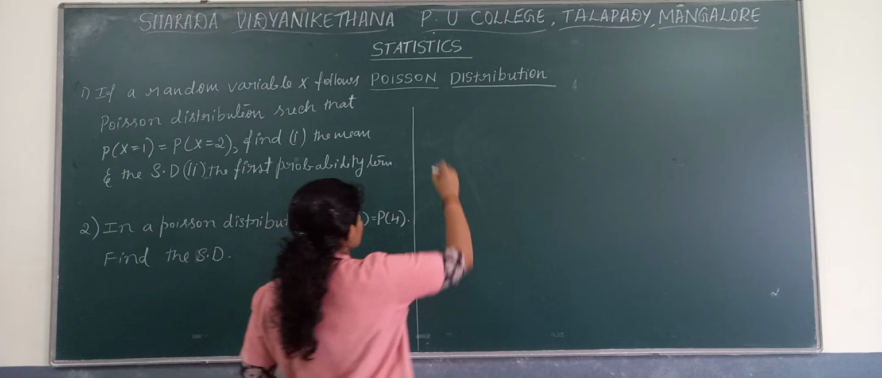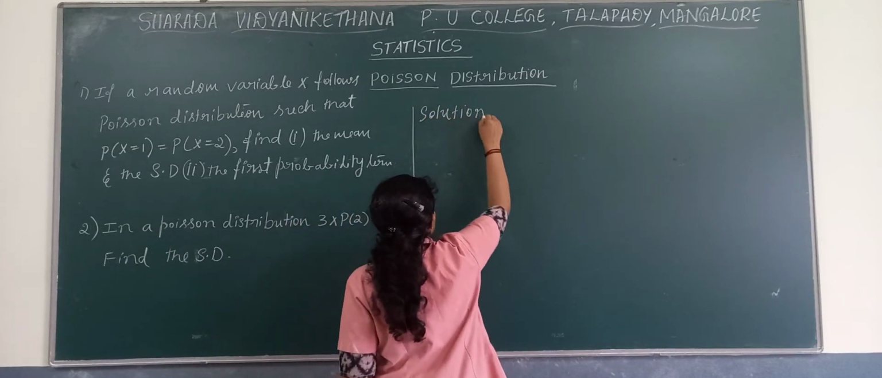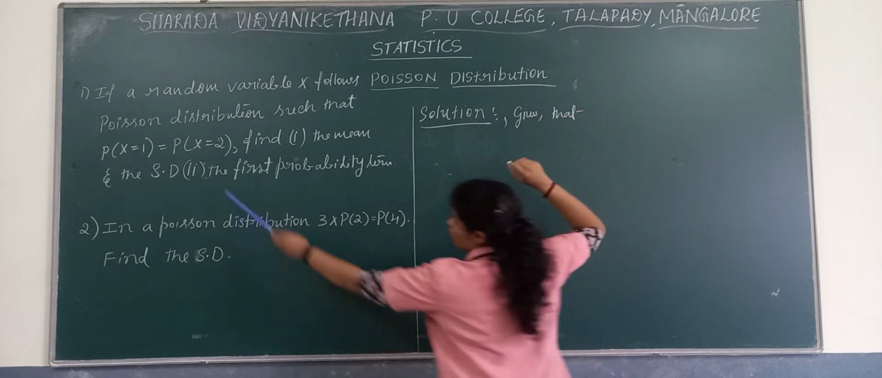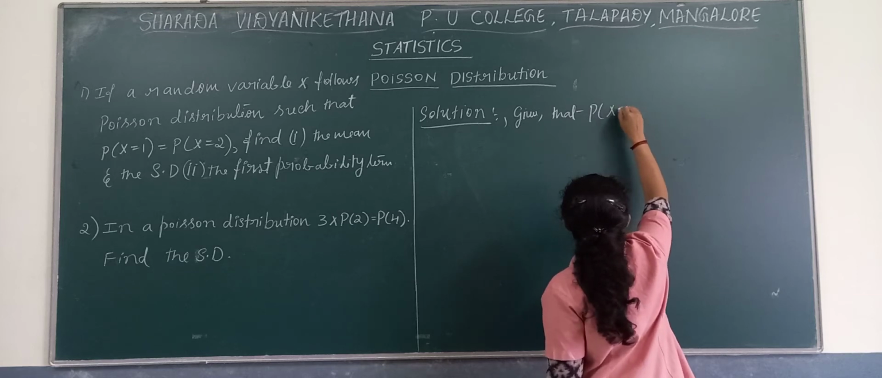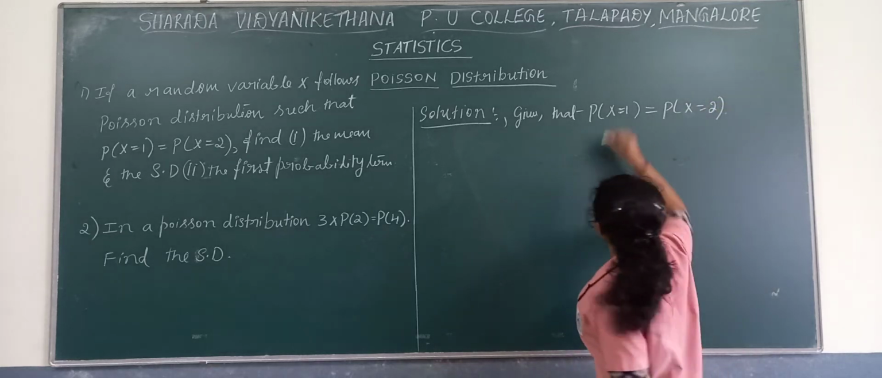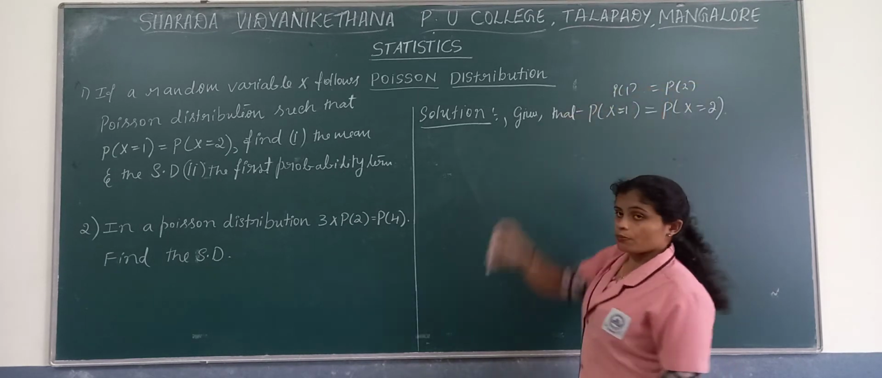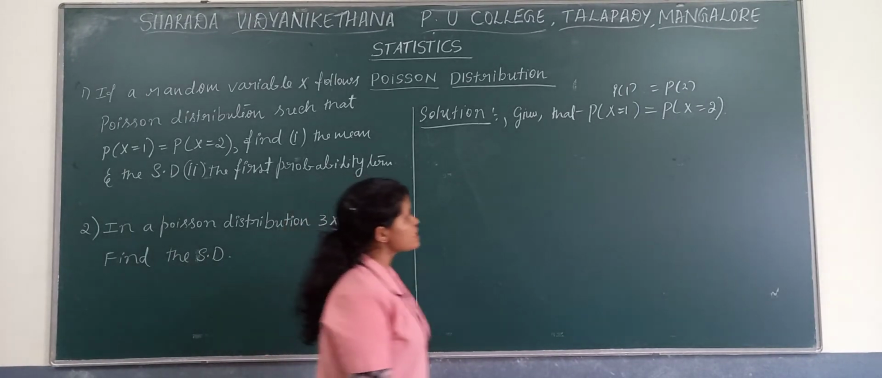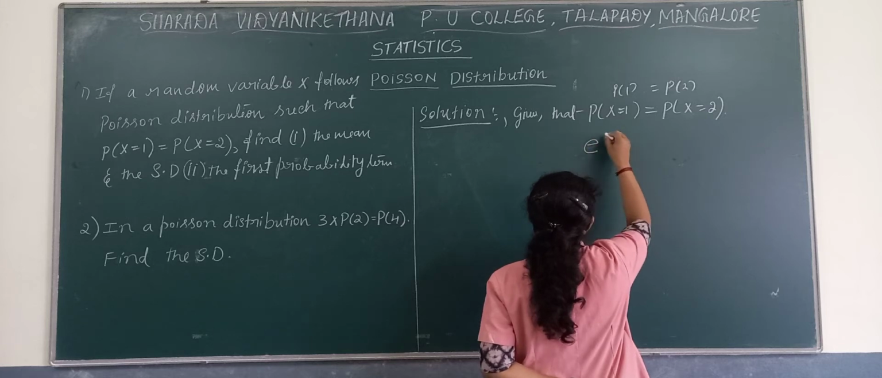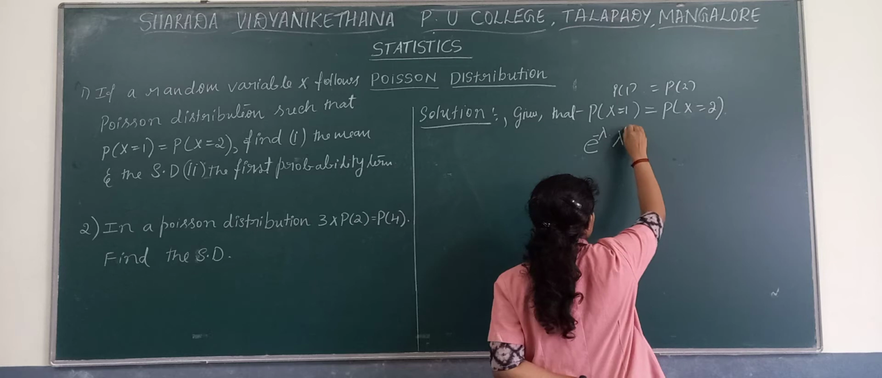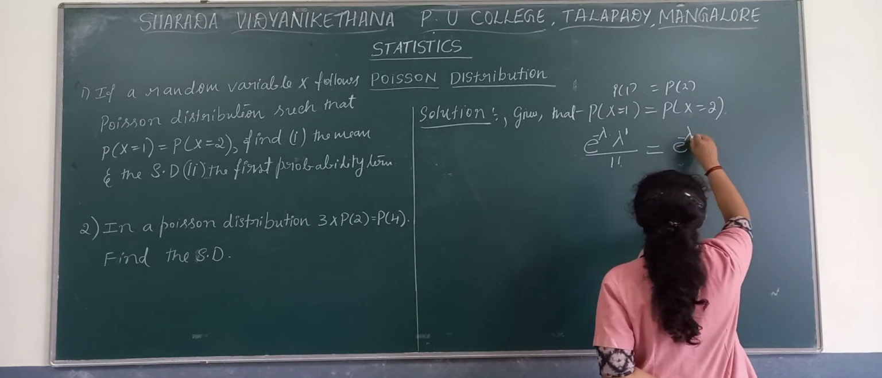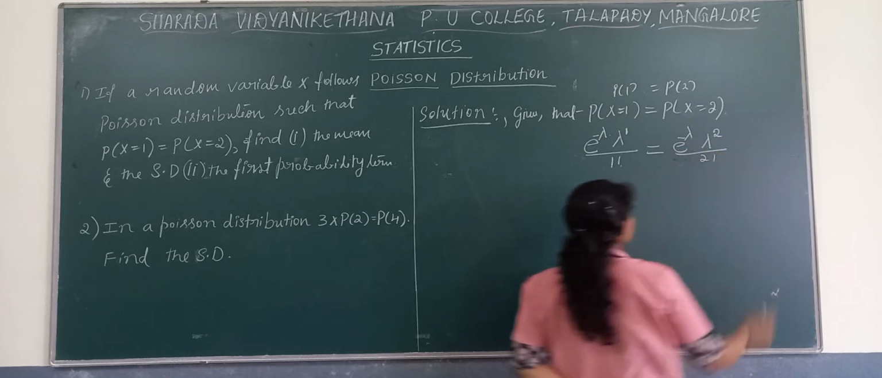Now here in the solution, what is given? Given that P of X equal to 1 is equal to P of X equal to 2. P of 1 is equal to P of 2. Now write using the formula. P of 1 is e to the power minus lambda, lambda to the power 1 divided by 1 factorial, is equal to, if we substitute 2, e to the power minus lambda, lambda to the power 2 divided by 2 factorial.